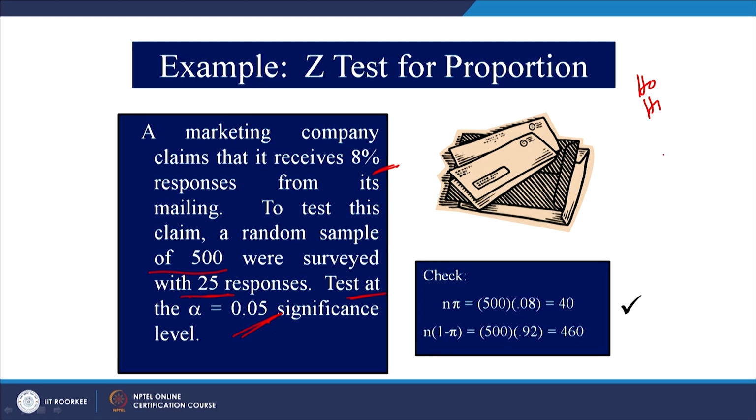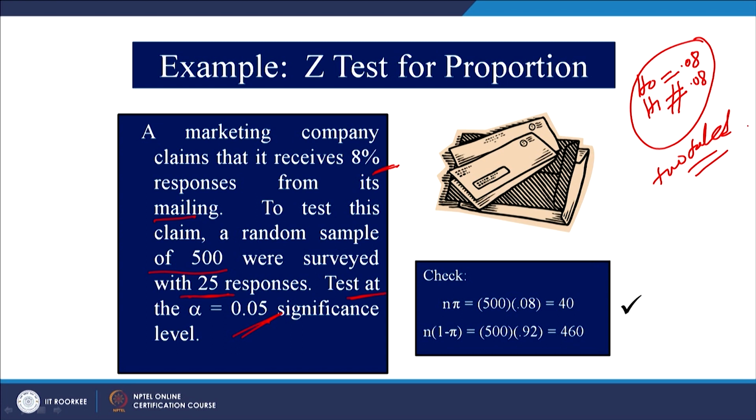So, the null hypothesis here is that the company's claim is that it receives 8% responses. So, it is 0.08, right, 0.08 is the null hypothesis, and the alternative hypothesis is that it does not receive this much response from mailing, is not it. So, this is a case of two-tailed test.